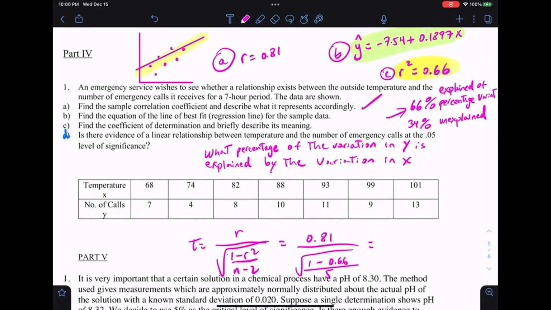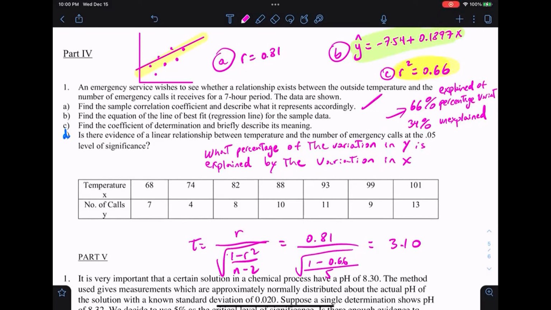This is the t-test value, right? So this is 1 minus 0.66, divided into 5. Take the square root of that. 0.81 divided by that number, we get 3.10. Okay, let me double check the calculation. I might do something wrong here and I don't want to make mistakes right now. 1 minus 0.66 divided into 5, the square root of that. 0.81 divided by that, we get 3.10.